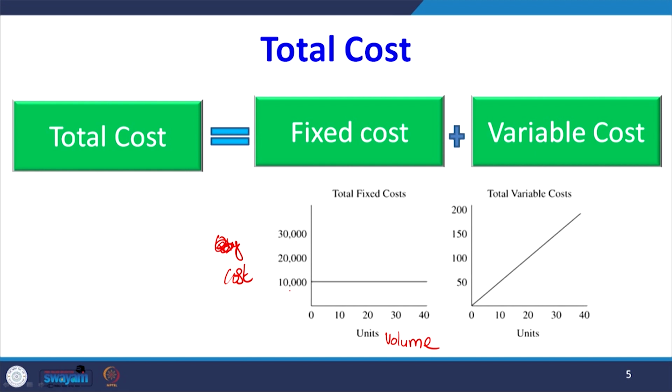What is the variable cost? The cost varies with the number of quantities produced. When the number of quantities is increasing, your cost is also increasing. So, this is an example of variable cost.